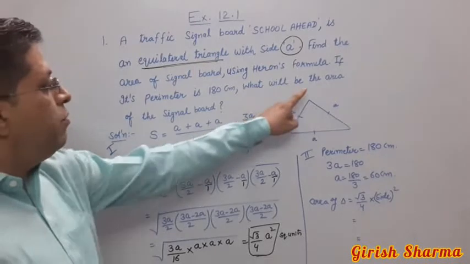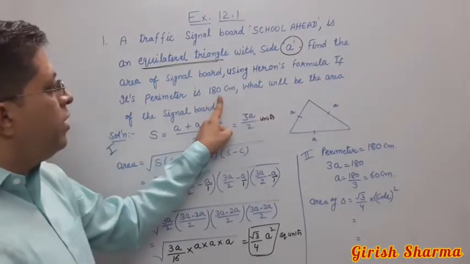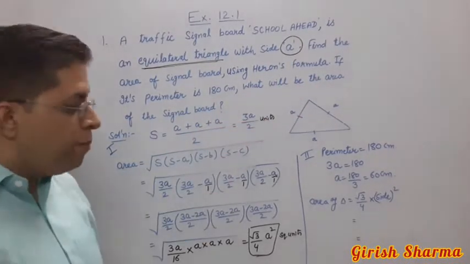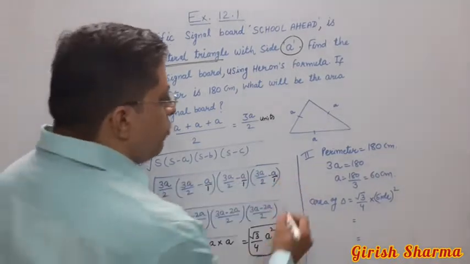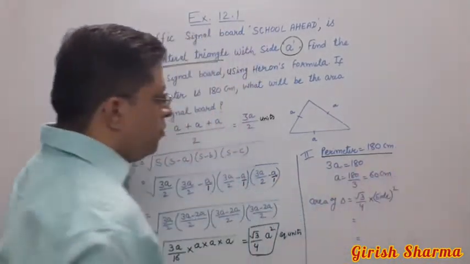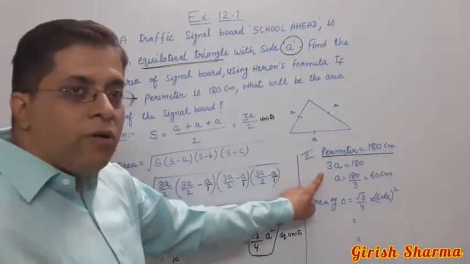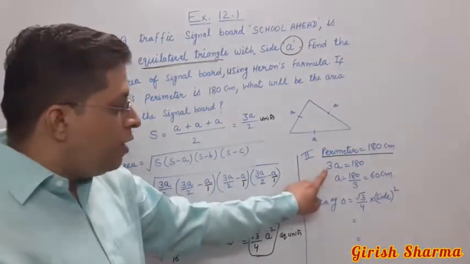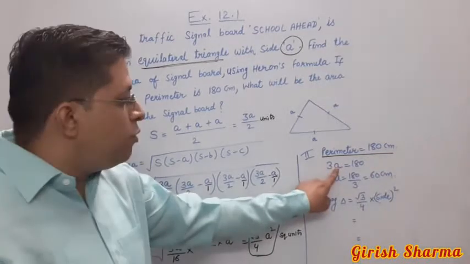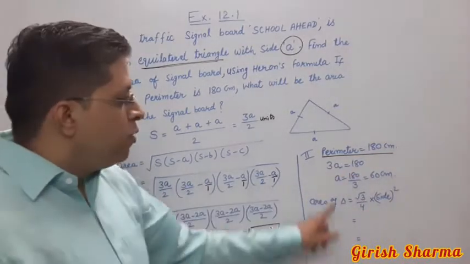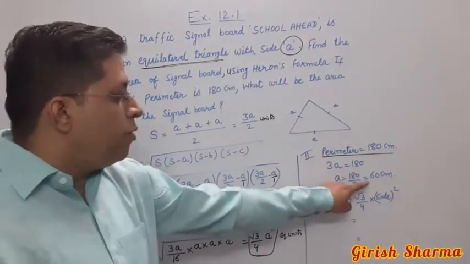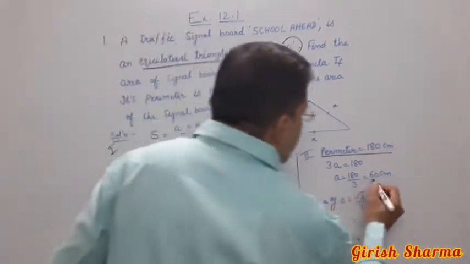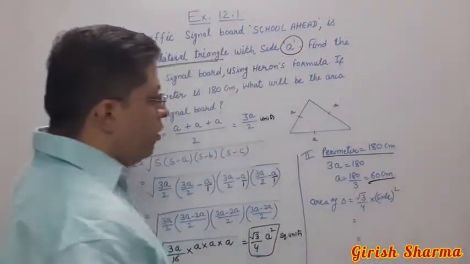Okay, what is the second part? If the perimeter is 180 centimeter, what will be the area? Perimeter is given to you, 180 centimeter. What is the perimeter of an equilateral triangle? 3 into side. Side is A. Then 3 into A is equal to 180. What will be A? 180 upon 3. This is 60 centimeter.